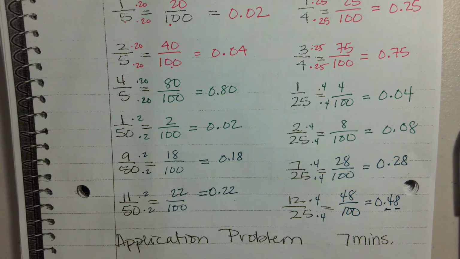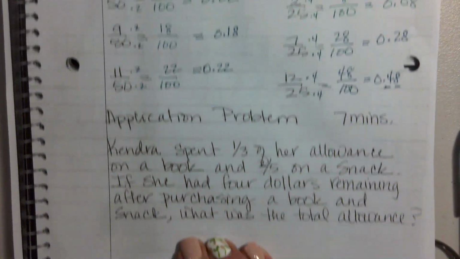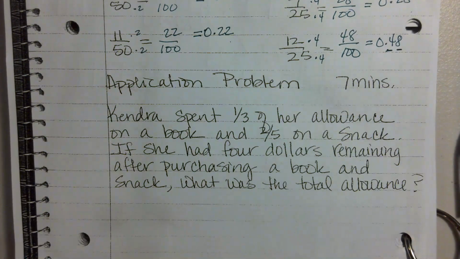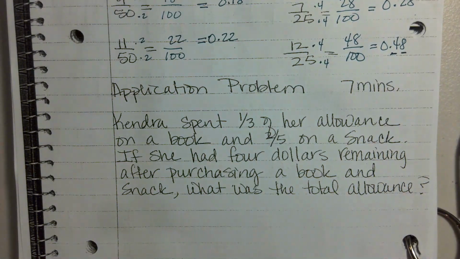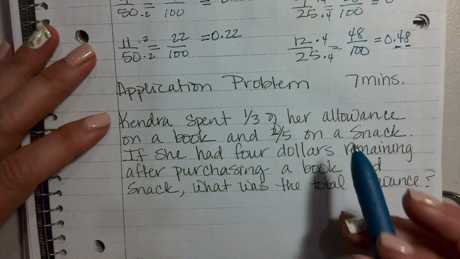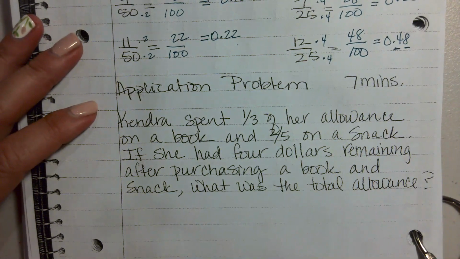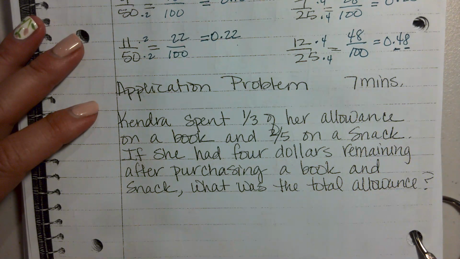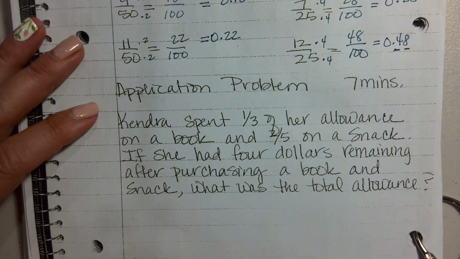All right, so our last part of our fluency is an application problem. Now, this application problem is going to be a little sneaky, so I'm going to help you start it off. Kendra spent 1/3 of her allowance on a book and 2/5 on a snack. If she had $4 remaining after purchasing a book and a snack, what was the total allowance?